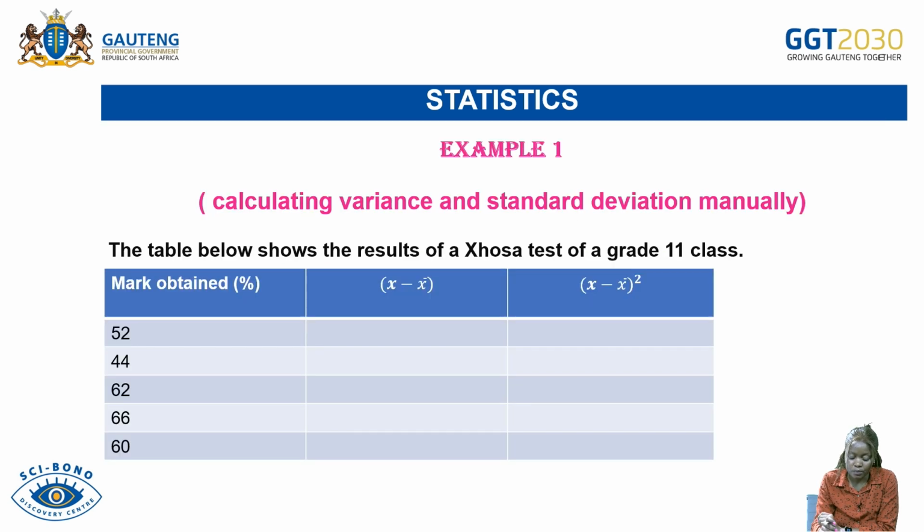Okay, let's move and look at example number 1. Calculating variance and the standard deviation manually. For now, we are not using the calculator, but we are finding the standard deviation and the variance manually. The table below shows the results of a test of a grade 11 class. One learner obtained 52%, another 44%, another 62%, another 66%, and another 60%.